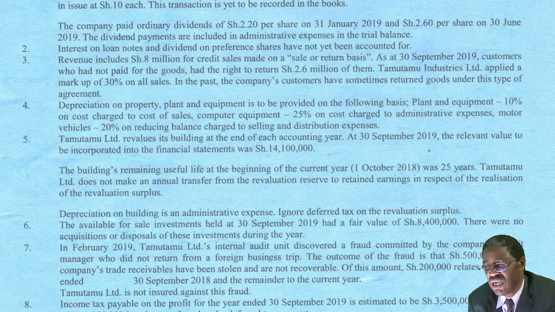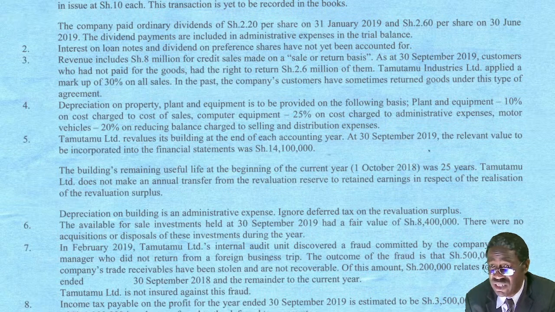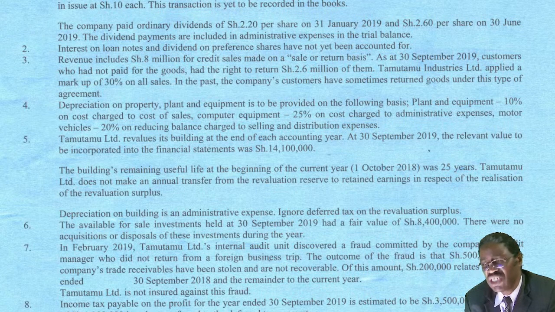I am repeating, Tamtamu Limited revalues its building at the end, not at the beginning, of each accounting year. As at 30th September 2019, that's the end of the year, the relevant value to be incorporated in the financial statements is 14.1 million.